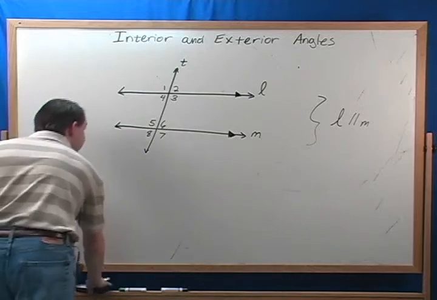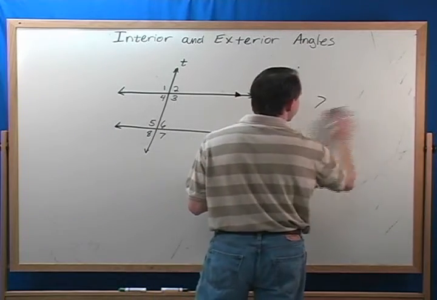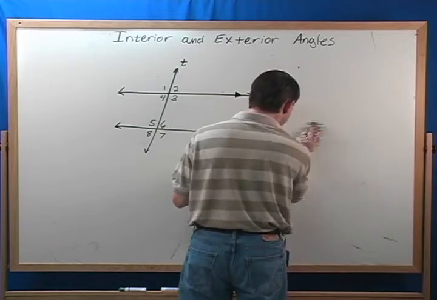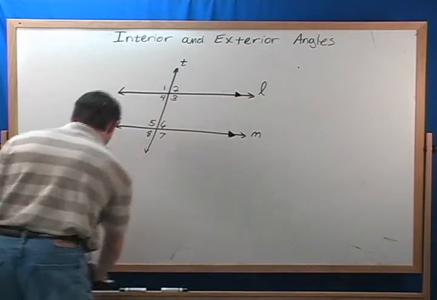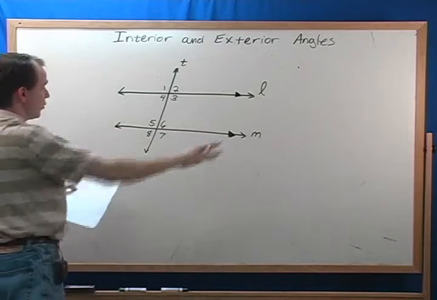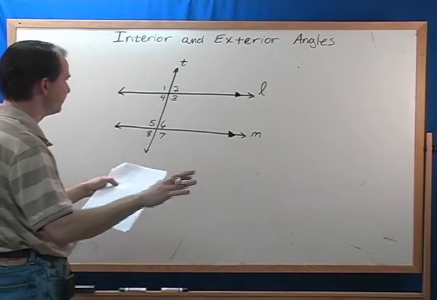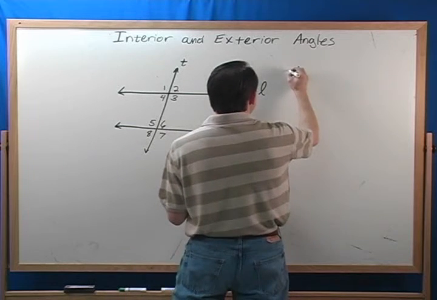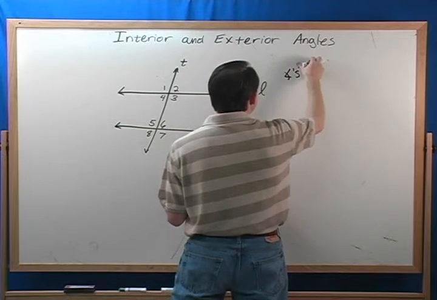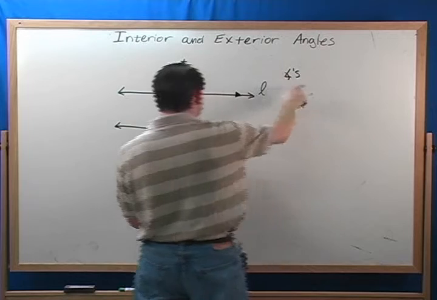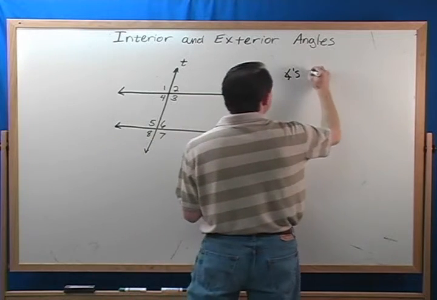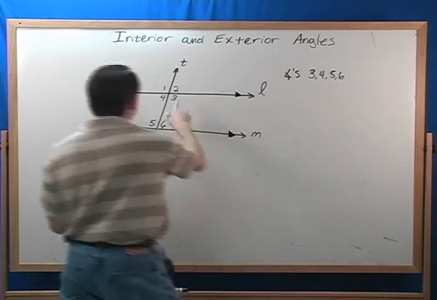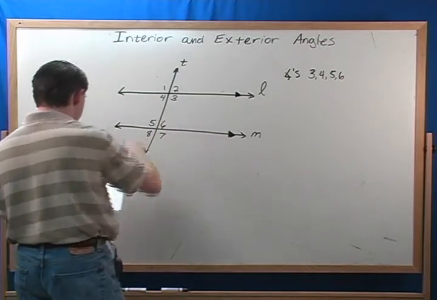Now let me go ahead and erase this because I'm going to write some stuff over here that's actually pretty important. I'm going to write it down on the board, and then I'm going to explain it, so don't feel like you have to understand it the first time I say something. Angles, and notice I'm using the abbreviation for angles, 3, 4, 5, and 6.